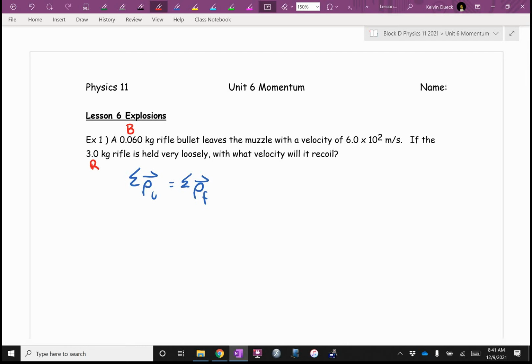Before we pull the trigger, because that's what causes the explosion, before we pull the trigger, what's moving? The bullet, the rifle, both, or neither? Ooh. If nothing is moving, what's my initial momentum? It's kind of weird. Bang! We pull the trigger.